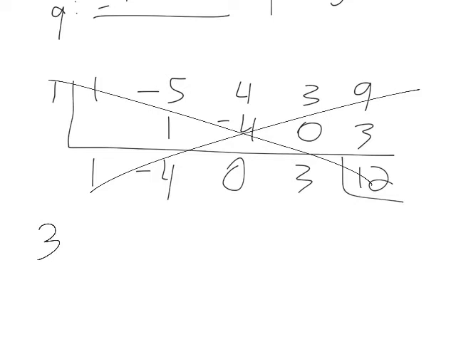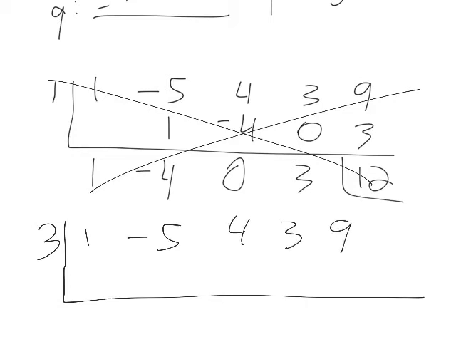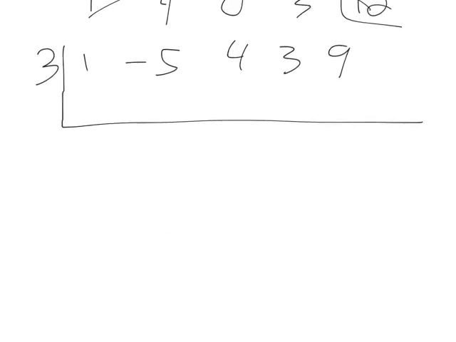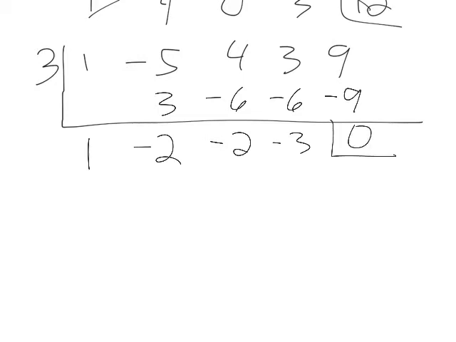Let's try positive 3. Same setup, 1, 5, 4, 3, and 9, because remember that one didn't work, so I don't start over with the quotient just yet, okay? Still got to find one that works first. Drop the 1, times 3 is 3, and that's negative 2, times 3 is negative 6, and that's negative 2, times 3 is negative 6, and that's going to give me negative 3. Negative 3 times 3 is negative 9, and that will give me 0. So I have found one, okay?